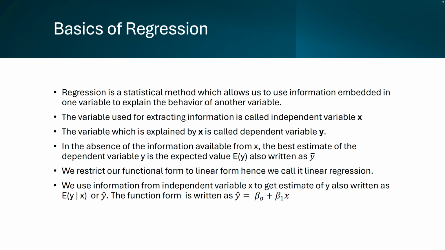So regression is a statistical method which allows us to use information embedded in one variable to explain the behavior of another variable. The variable used for extracting information is called the independent variable. The variable which is explained by the independent variable x is called the dependent variable y.